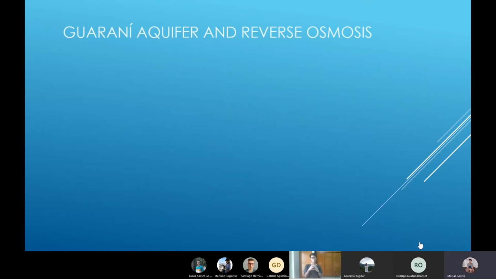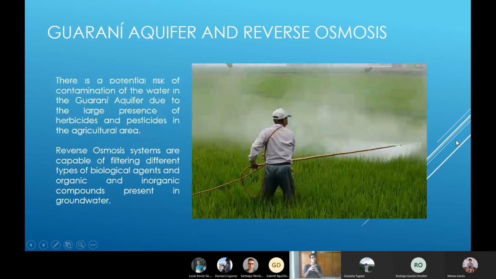So, why do we want to use reverse osmosis in the Guarani Aquifer? Well, usually producers use a lot of chemicals like pesticides or herbicides to improve the production in farming. And there is a high risk of these contaminants getting into the groundwater and then passing to humans, damaging their health. While using reverse osmosis, we can purify fresh water from all these pollutants. Next slide, please.